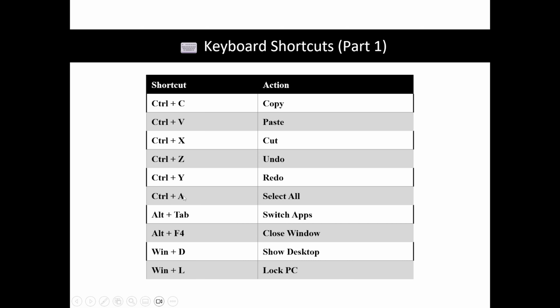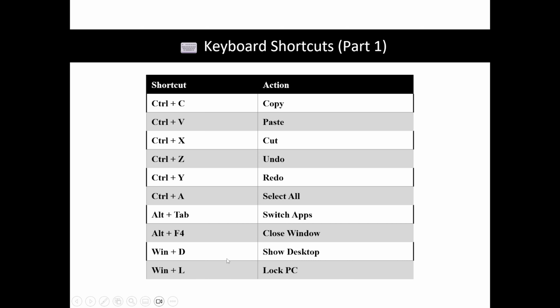Next is Ctrl A. If you want to select all the files or select all the text from a particular file, you can press Ctrl A. It will select all. The next will be Alt Tab. Alt Tab is used to switch apps. You can press Alt Tab, it will show all the active apps, then you can switch between those apps. Next is Alt F4. Alt F4 is used to close the current active window.